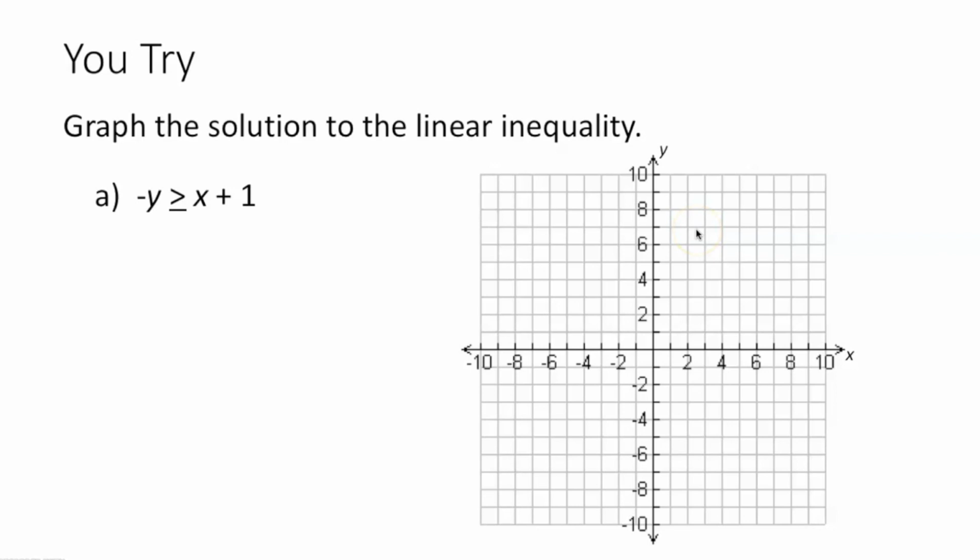Boom, you try. Okay, doing the same thing here. First, we want to put it into slope-intercept form, y equals mx plus b.